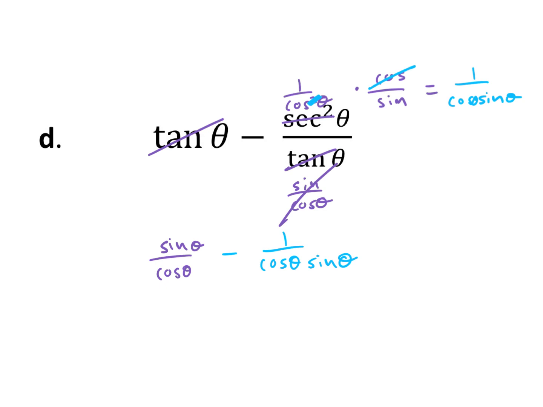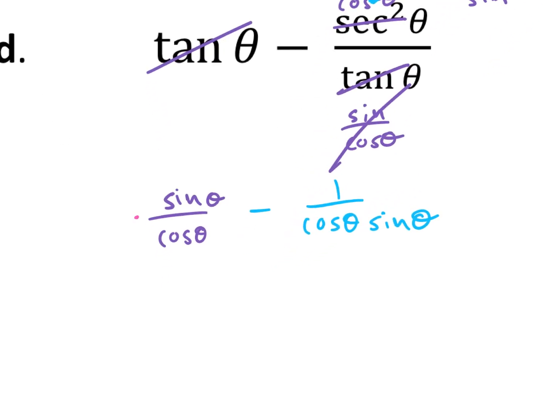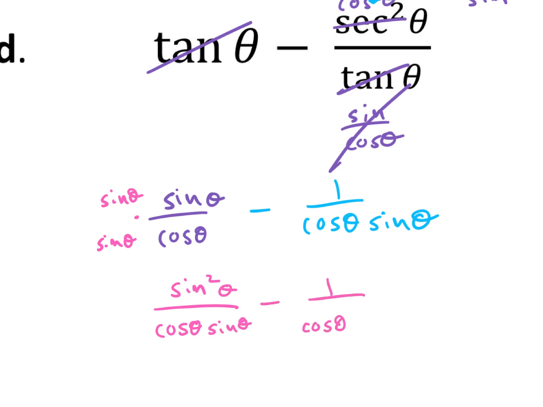So my goal is to try to combine these together. In order to combine fractions, what do I need? A common denominator. I can do that. I can multiply the first fraction by sine over sine. Whatever we multiply to the bottom to get that common denominator, we also have to multiply to the top too, so we don't change any values. So what's sine times sine? Sine squared. So I have sine squared over cosine times sine, minus 1 over cosine times sine.